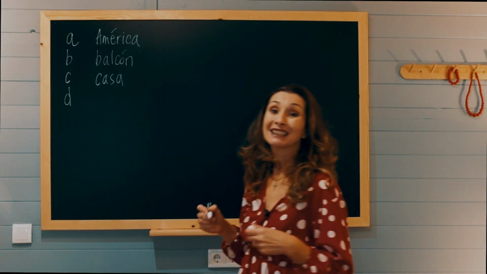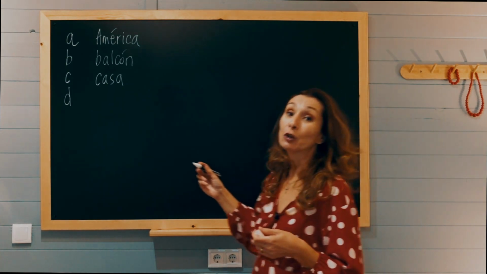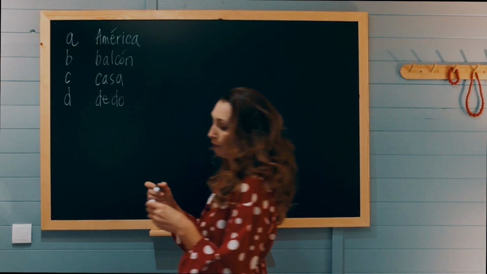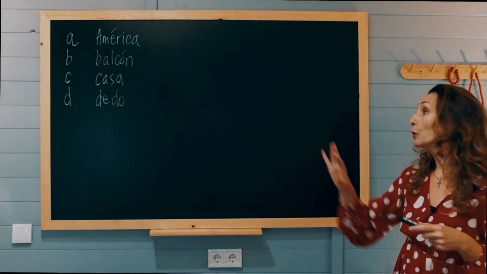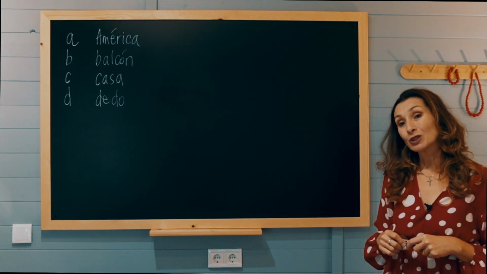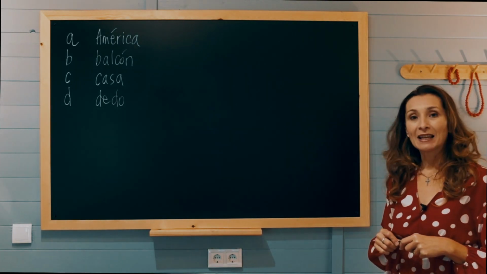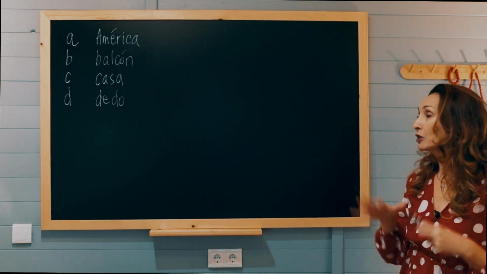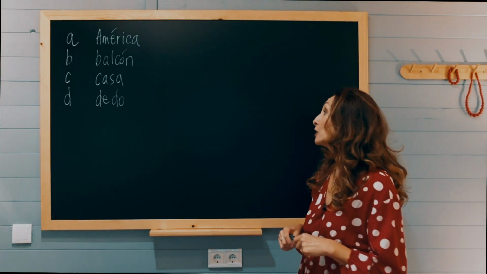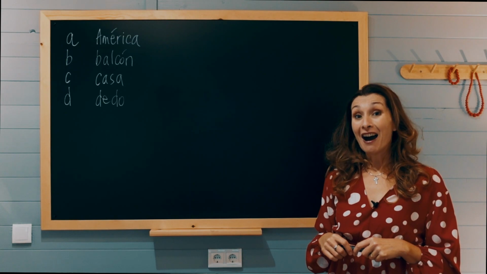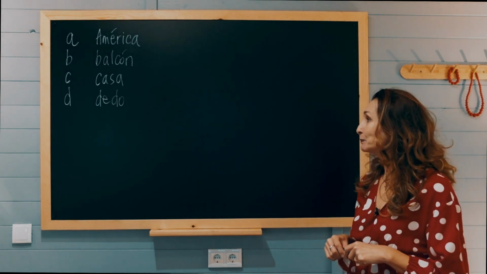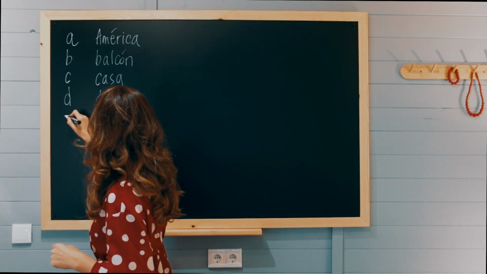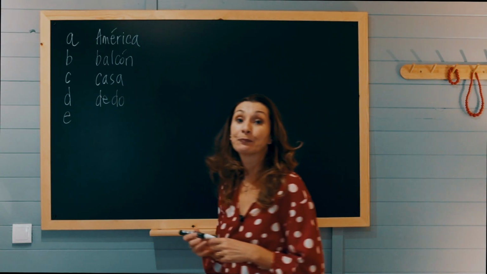D, okay? Dedo, a finger, a thumb, a toe. That's what dedo means. That's how dedo can be translated into English, okay? So all the fingers, thumbs and toes in Spanish are dedos, okay? D.